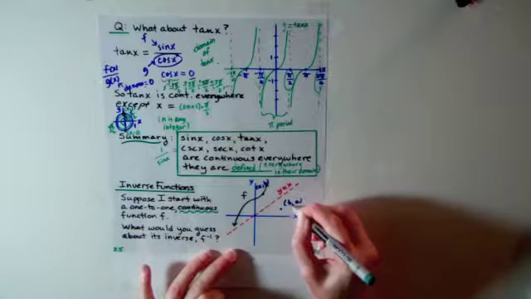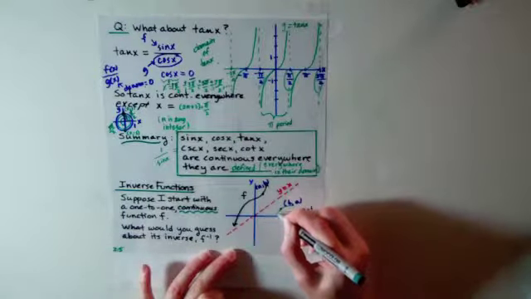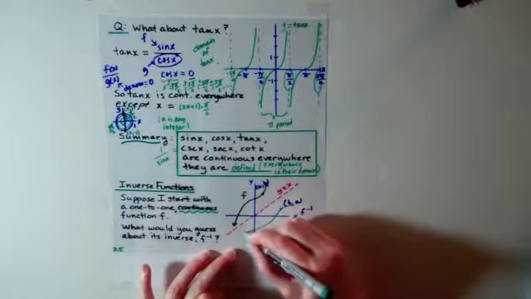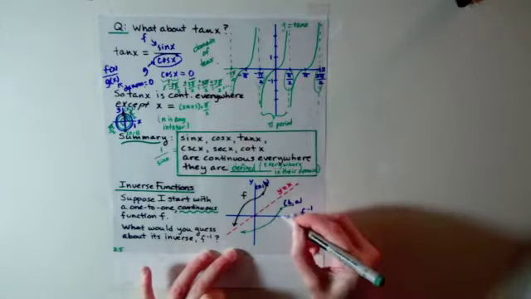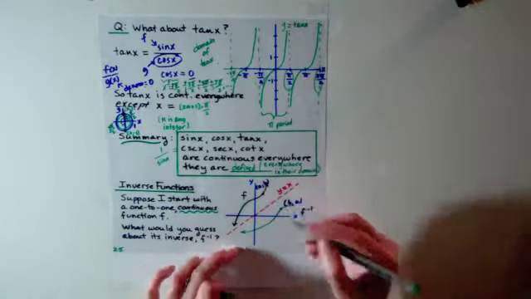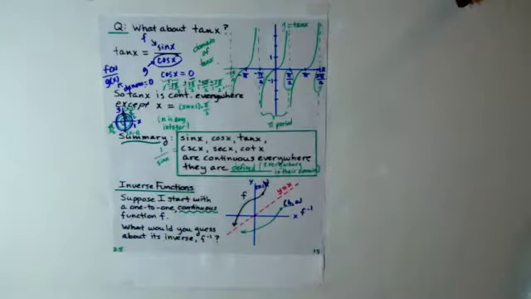F inverse would look something like this for this particular function f. So this would be the inverse of this, and if I fold the page right along the red dotted line, those two halves will match up.